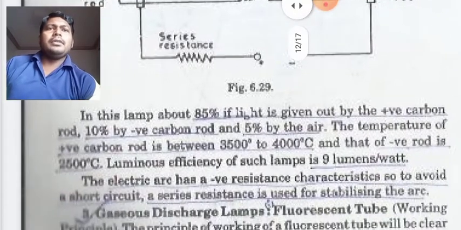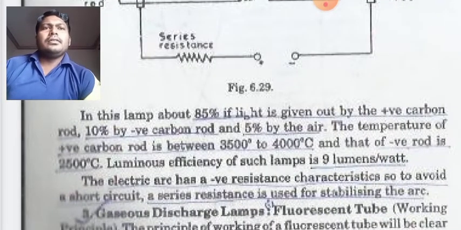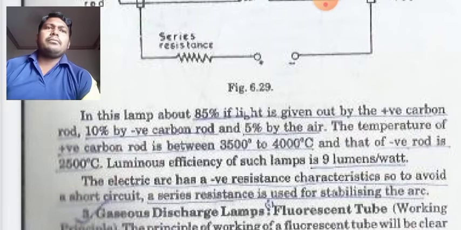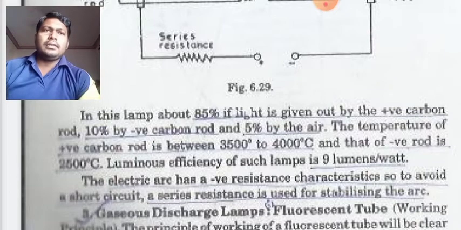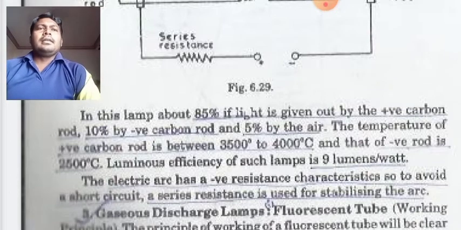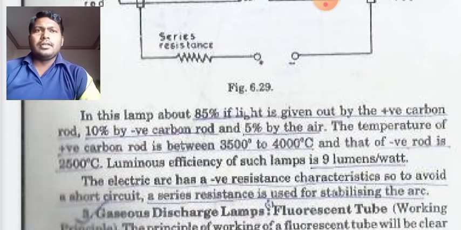In this lamp, about 85% of light is given out by the positive carbon rod, 10% by the negative carbon rod, and 5% by the air. The temperature of the positive carbon rod is between 3500 to 4000 degrees centigrade. So it's a very huge temperature. And that of the negative rod is 2500 degrees centigrade. So the higher temperature is always at the positive electrode. You should note it down also, students.